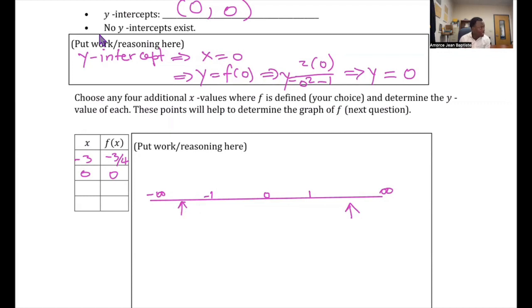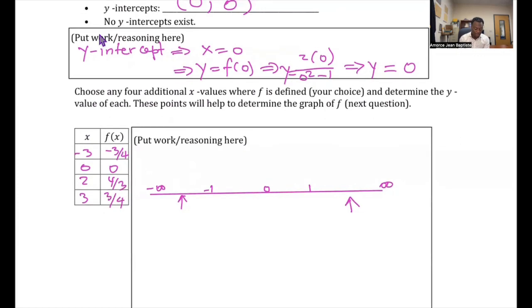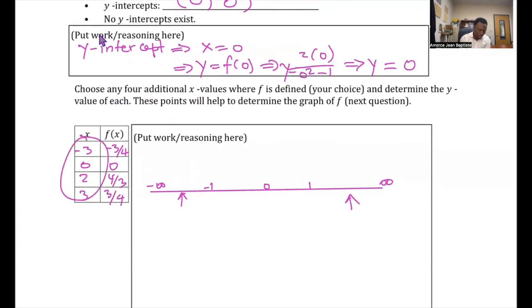We already have 0. We got 4/3, and then 3, and 3/4. But you can calculate them, so you can just plug in those values and find what the y values are.